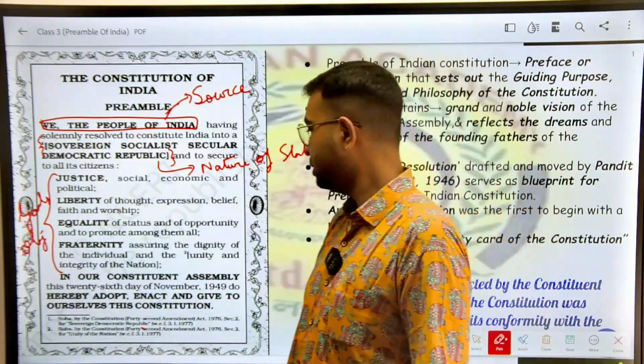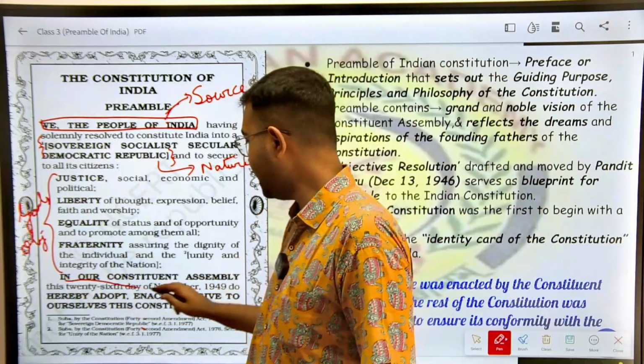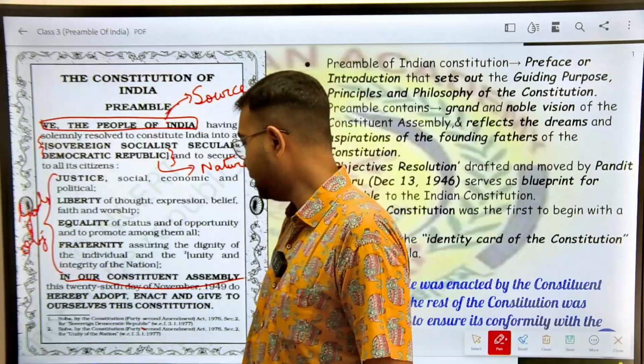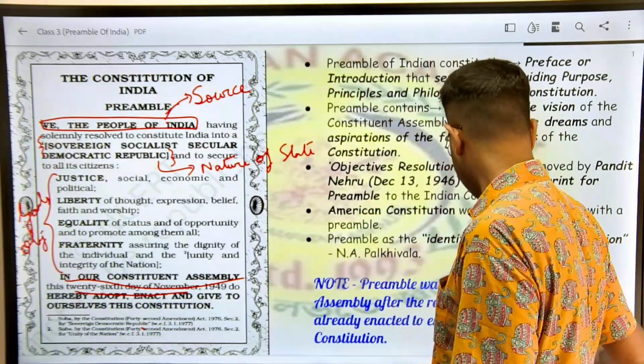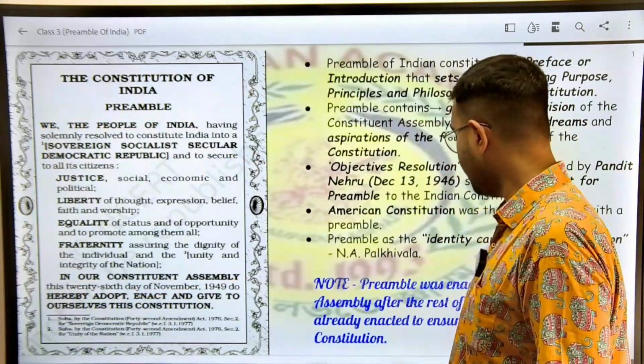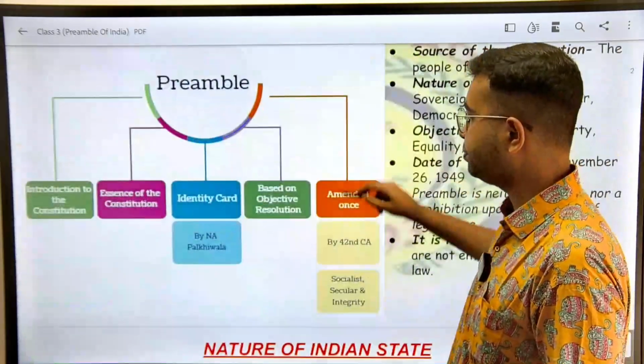And in the end, this is the venue, like where was it enacted? Constituent Assembly, and the date, 26th day of November 1949. Now let's go ahead and see what are the further details.